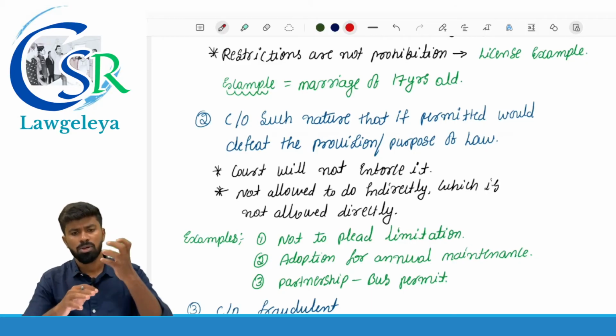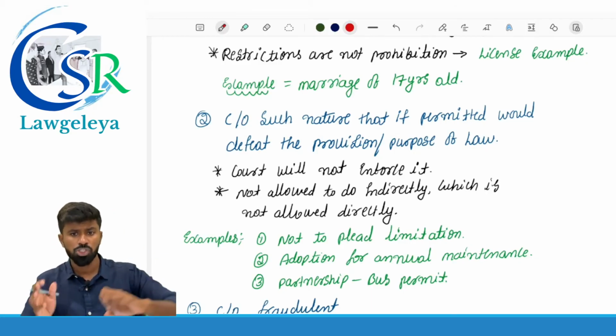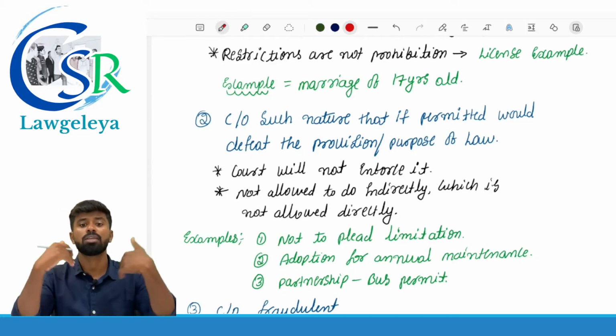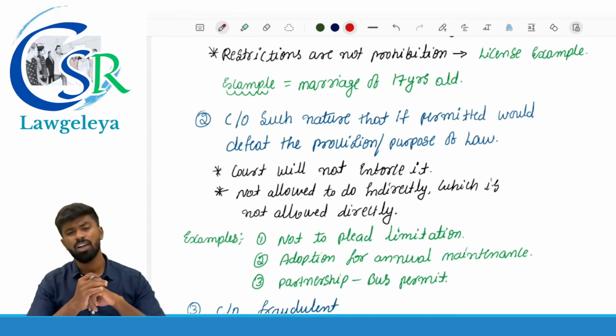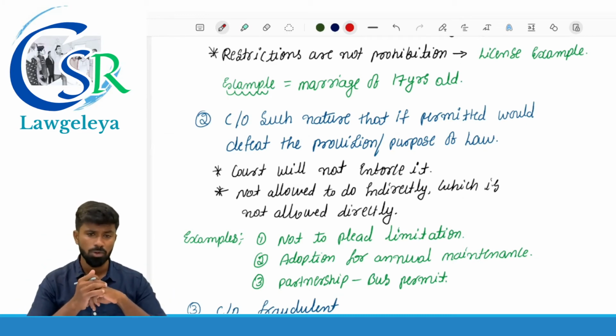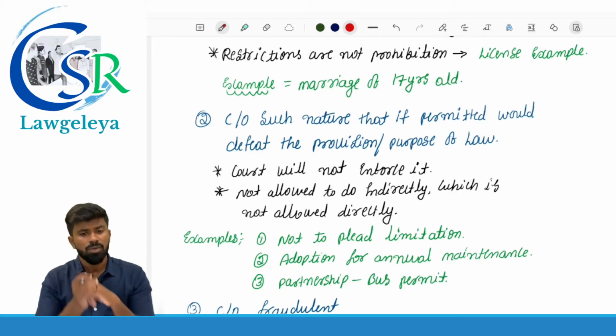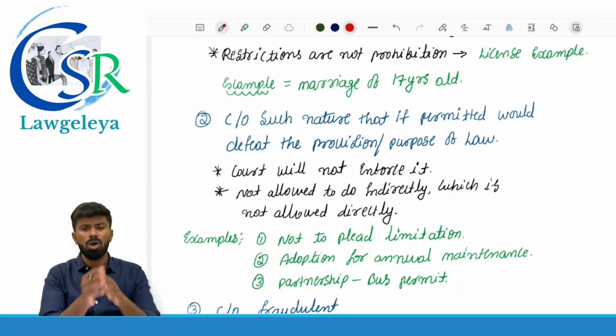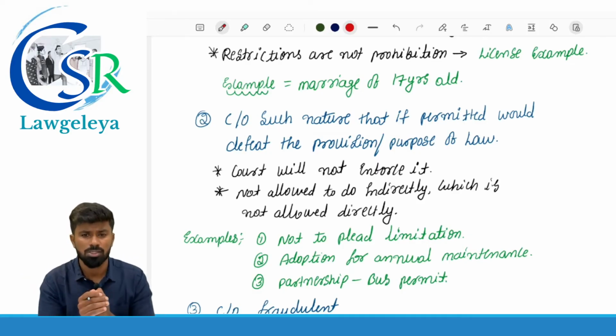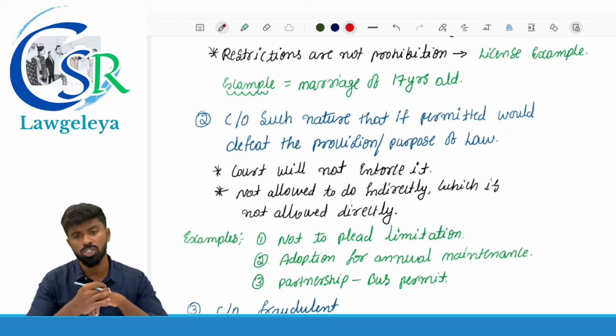It is like if a person tries to do something indirectly which he cannot do directly, or if you go against the provisions of the law, such kind of objects are not enforceable in the court of law. Why will the court not enforce it? Because if they enforce it, it will defeat the law or make a provision meaningless. That is why such kind of objects are considered as unlawful object.